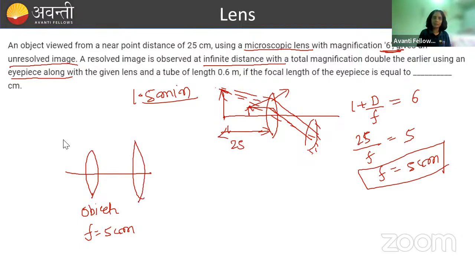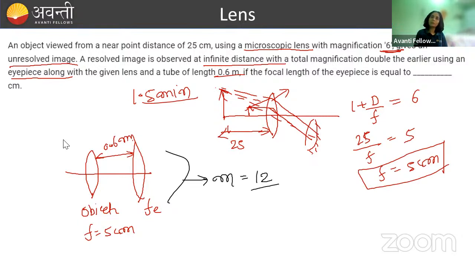And then we are using another eyepiece. And its focal length is not given in the question. Let's say it is FE. And a tube length of 0.6 meter. Here tube length is given. Okay, that is how much? 0.6 meter. And in this case, how much magnification are we getting? The total magnification is M, that is double of the previous one. That is 12. Done. So this much magnification we are getting.